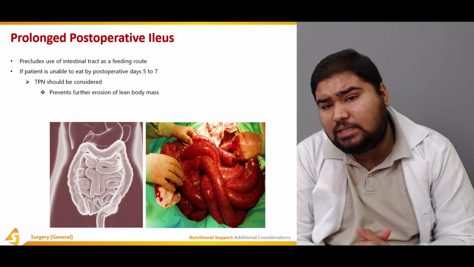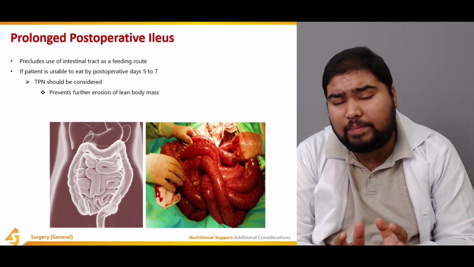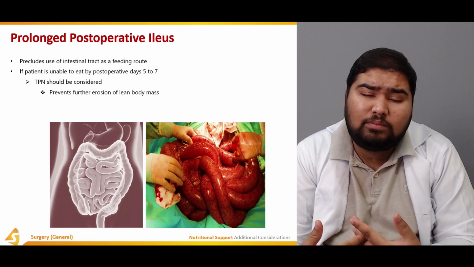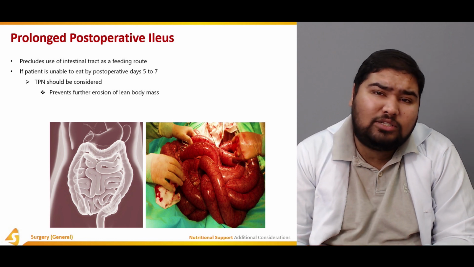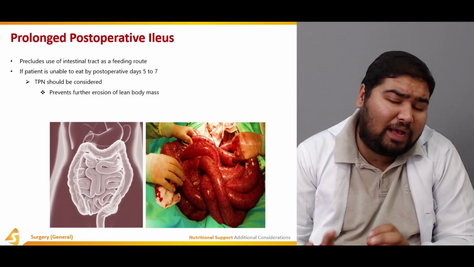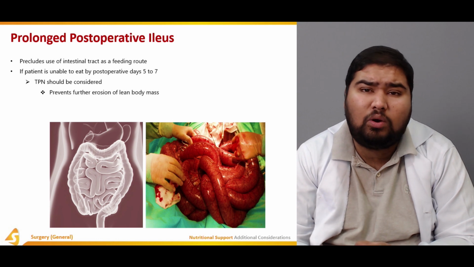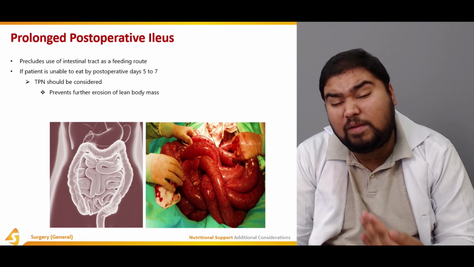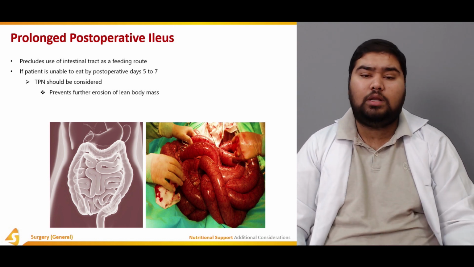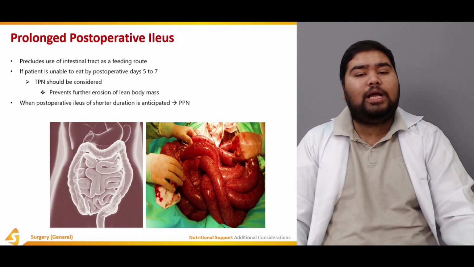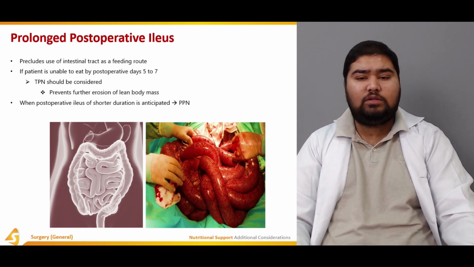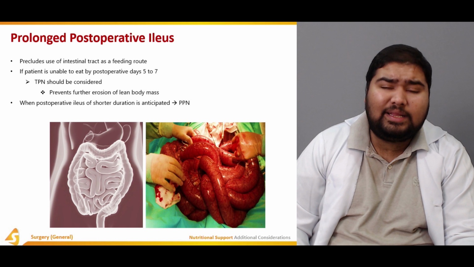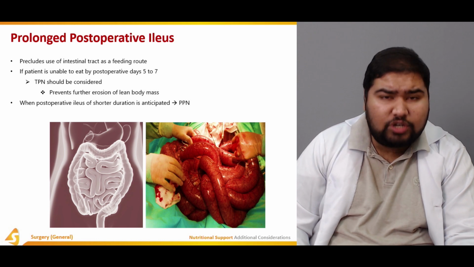For 5 to 7 days, the lean mass of the body is undergoing a lot of destruction, catabolism, because the body has to utilize energy from somewhere. So you have to start the patient as early as possible on TPN, to prevent further loss of the lean body mass. Now, when the post-operative ileus is of shorter duration, you can use other methods such as PPN for nutrition.